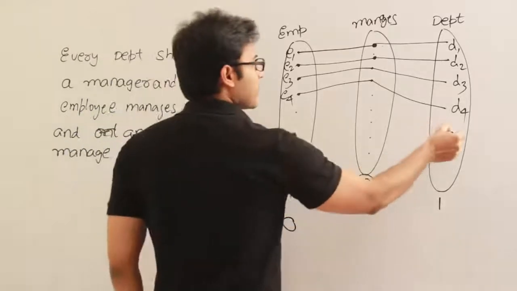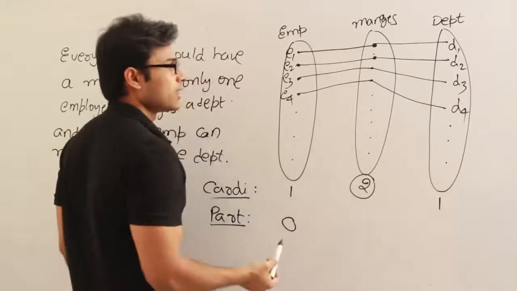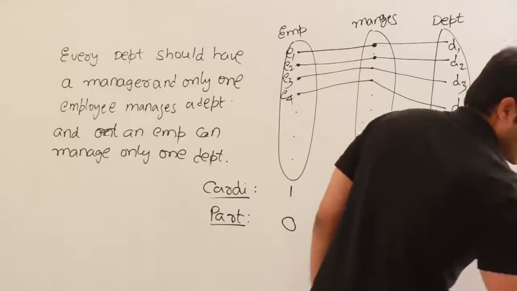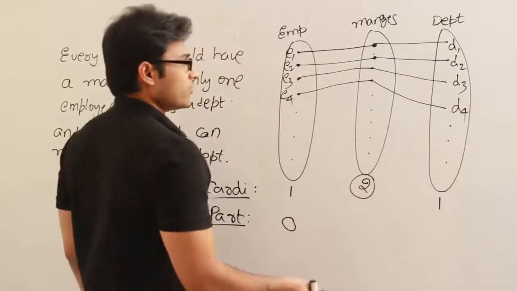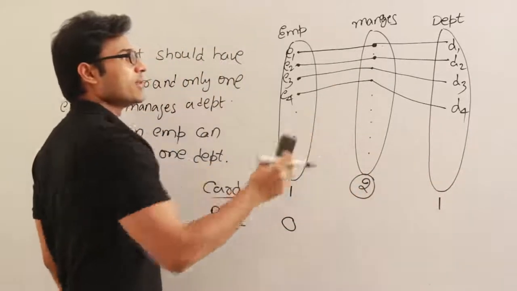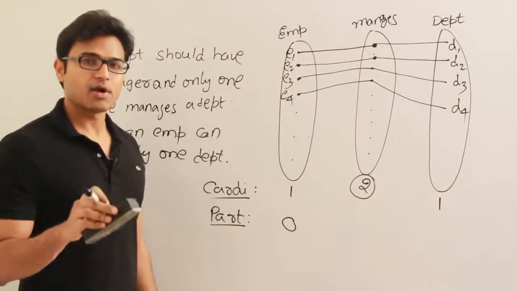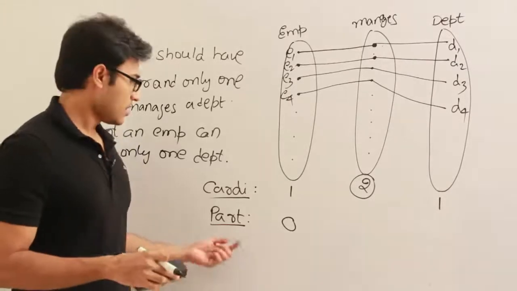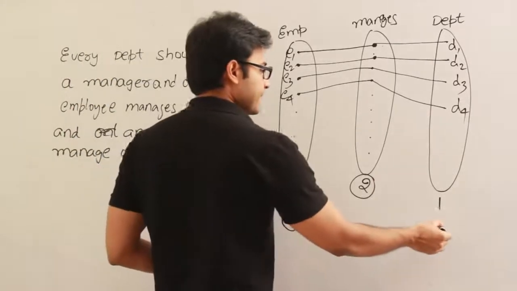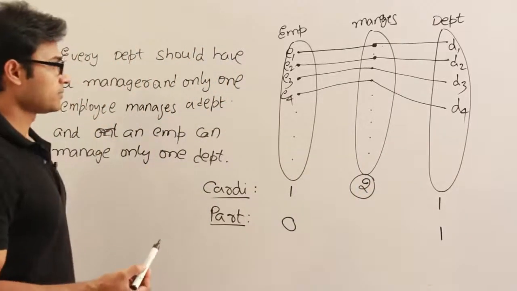What about this one? The minimum number of relationships a department entity can participate in. I told you that every department has to have a manager. Therefore, if there is a department, there will definitely be a manager who is managing it. Otherwise, such a department will not exist. That is called the existence constraint or participation. So what is the participation here? 1. It means that every department should have a manager.